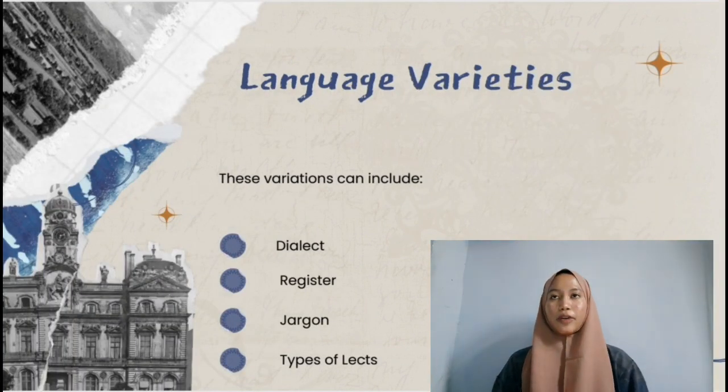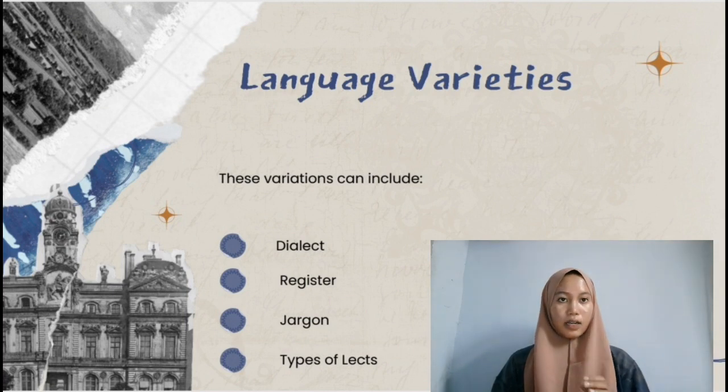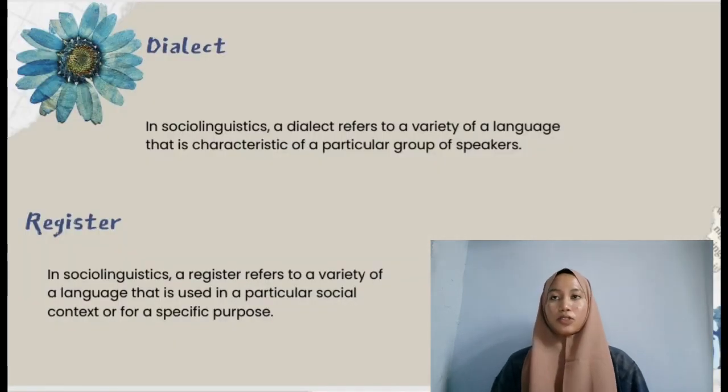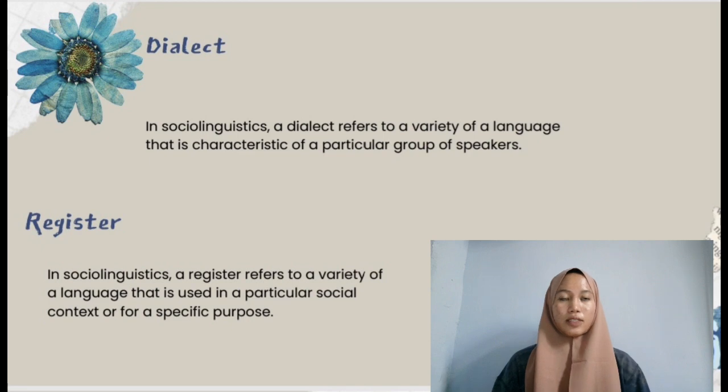Okay, next, language varieties. This variation can include dialect, jargon, register, and the last one is type of lect. Dialect. In sociolinguistics, a dialect refers to a variety of language that is characteristic of a particular group of speakers. Dialects can manifest in differences in pronunciation, vocabulary, and grammatical structure. This variation often arises due to factors like regional, social, and cultural influences. It is important to note that a dialect is not inherently inferior or superior to another. Rather, they represent valid linguistic expression within different communities.